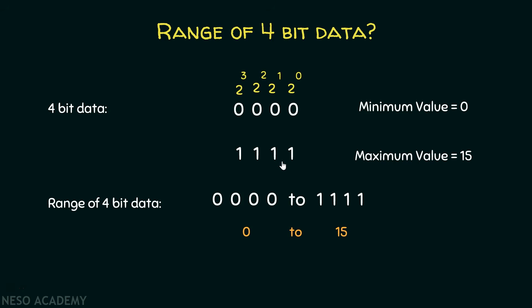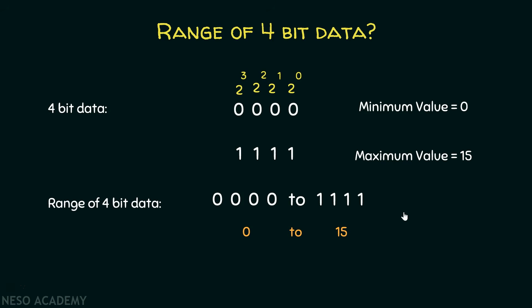You can get this value by using the same method, multiplying each digit with their respective place values and finally adding them up. In the case of the maximum value, you are multiplying 2 raised to the power 3 with 1, then 2 raised to the power 2 with 1, 2 raised to the power 1 with 1, and 2 raised to the power 0 with 1, and finally adding them up to get the answer 15. And here, because all of them are 0, multiplying with their respective place values would give the answer 0. Therefore, the range of 4-bit data is from 0 to 15 only.